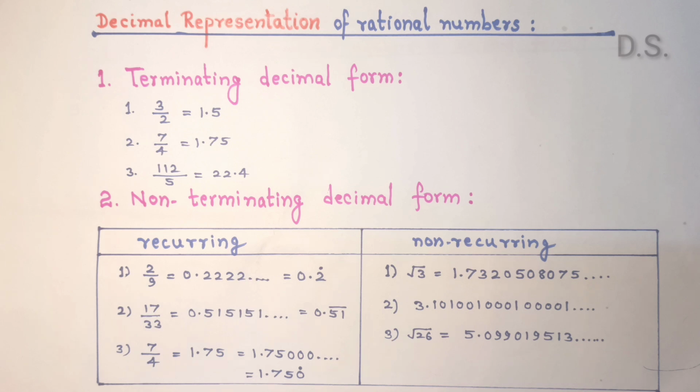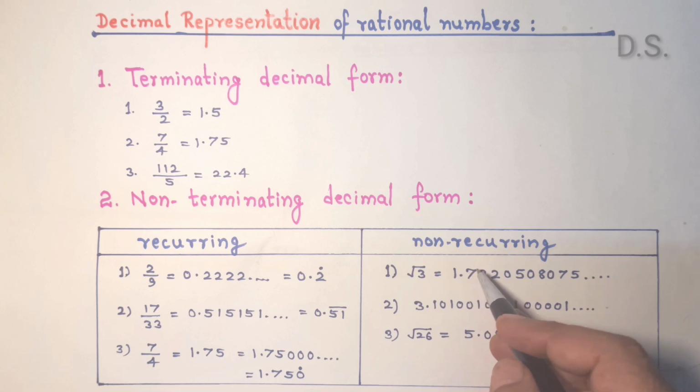Let's take a case where it is terminating type. 7 upon 4 is equal to 1.75. Actually, it is a terminating decimal form, but it can also be expressed as non-terminating recurring form, and we can write it as 1.750000 and so on, which is equal to 1.750 bar.